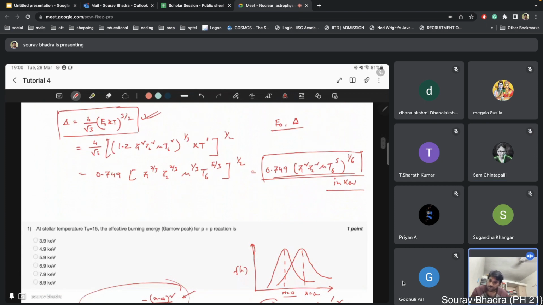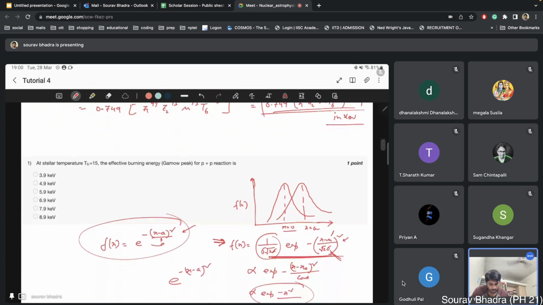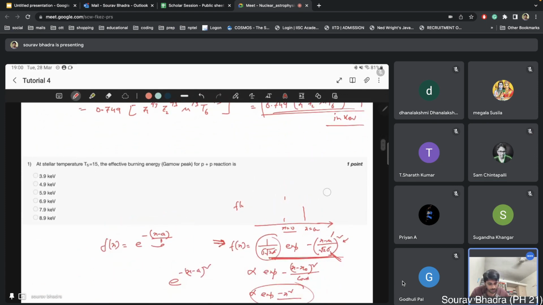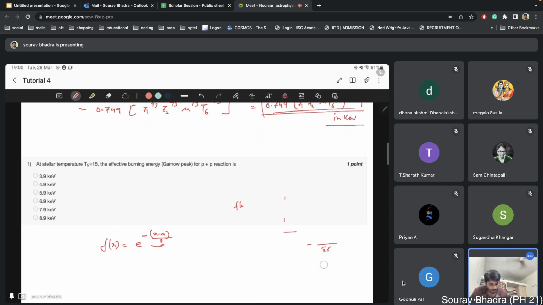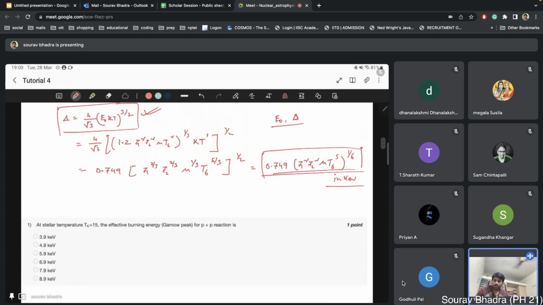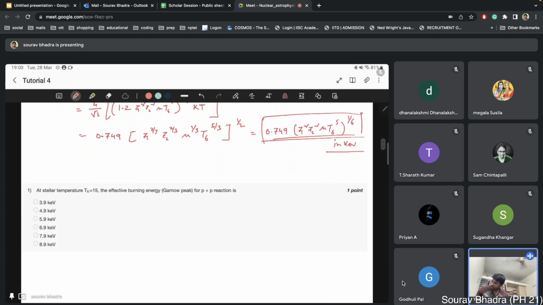Okay. Now, so it was the Gaussian thing. So we calculated delta and E0. Now what we will do, it was the second thing. Yeah, now I can go to some of the problems which can be solved.